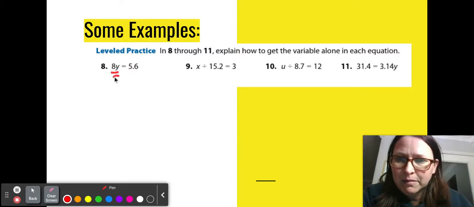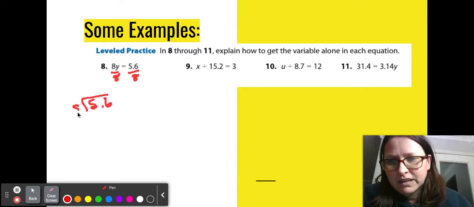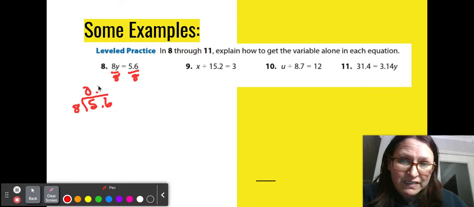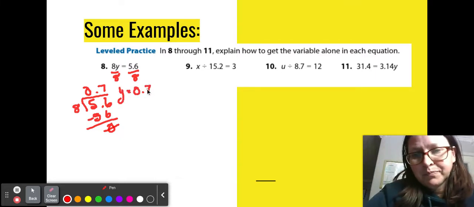So I'm going to do divided by 8, divided by 8. So I have 5.6 divided by 8. Well, move my decimal up. 8 does not go into 5, so I'm going to put a 0, but 8 goes into 56. 8 times 7 is 56. 56 minus 56 is 0, and so y equals 0.7 in this problem.